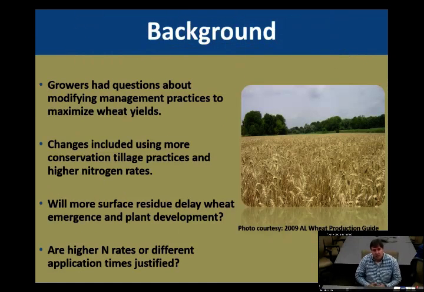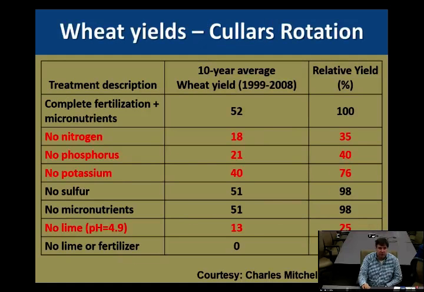Now, the background for this was when people were getting back into wheat production, they had a lot of questions about the management practices to maximize their wheat yields. One of the things is they were interested in conservation tillage practices, and they wanted to know if they needed to apply higher nitrogen rates with these types of systems. And there were concerns related to if you're using conservation systems, would it delay wheat emergence and plant development? And then in addition to the nitrogen rates, they were concerned about the timing of application. So these were the questions that helped guide us to set up this experiment to examine wheat production here in Alabama.